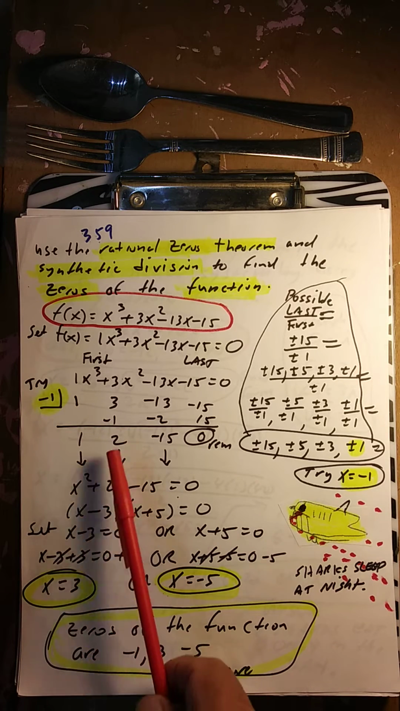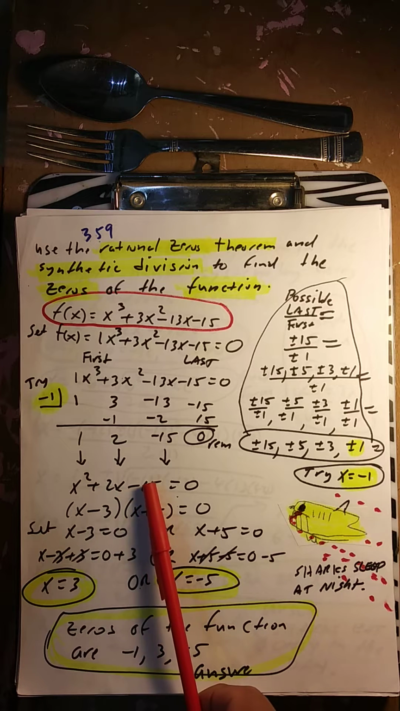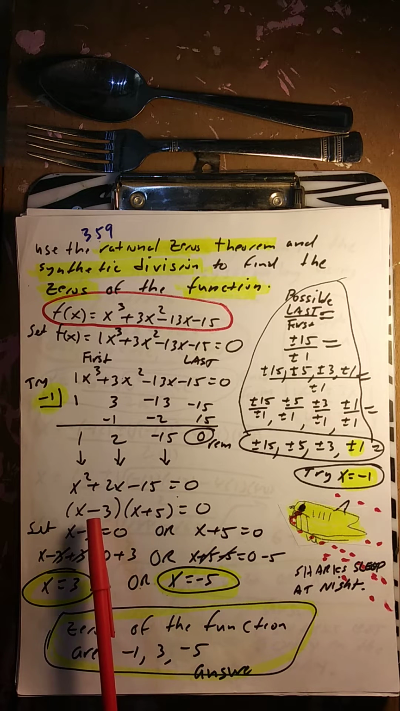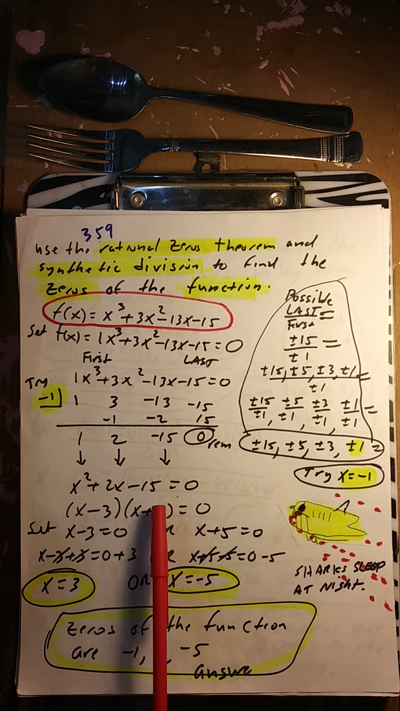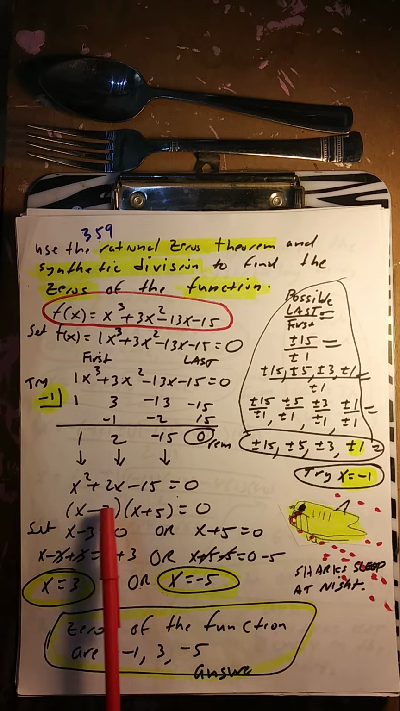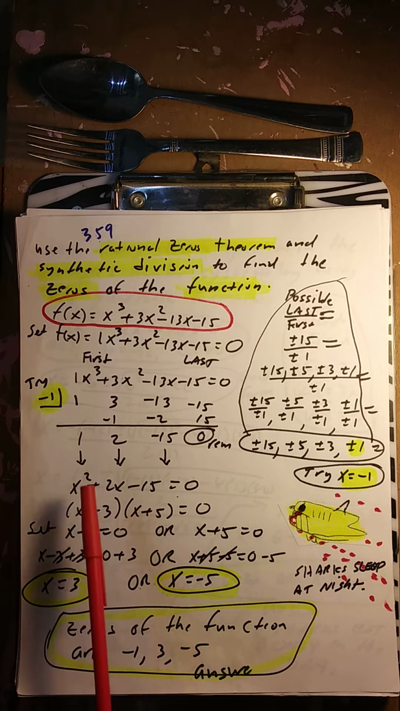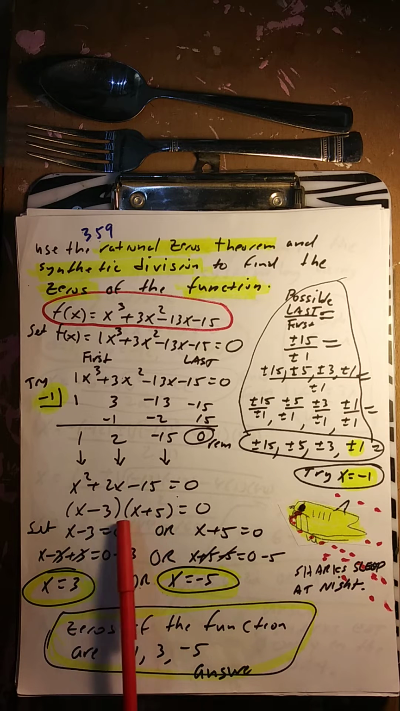From there, we can rewrite it as x squared plus 2x minus 15. Notice we can factor this out into what? Negative 3 times 5, is that negative 15? Yes. 5 minus 3, is that 2? Yes. So x squared minus 15, 2.